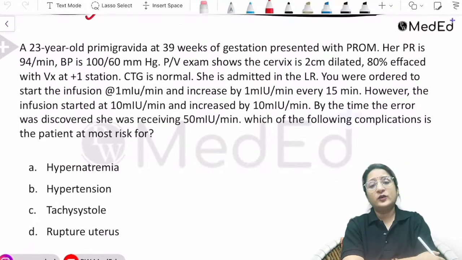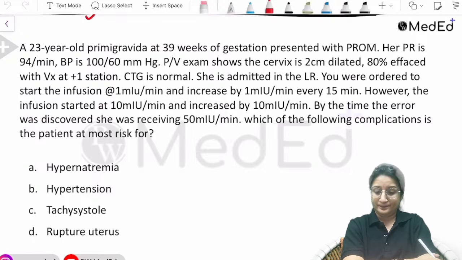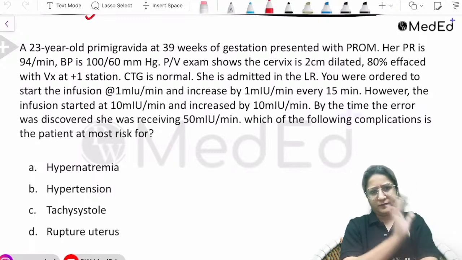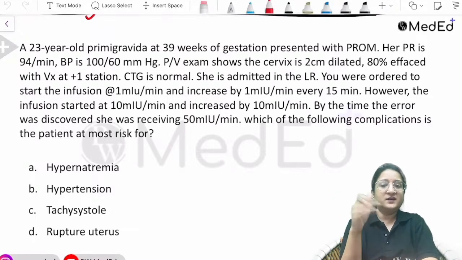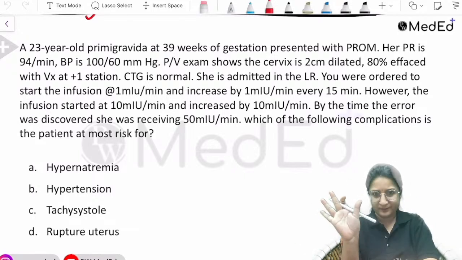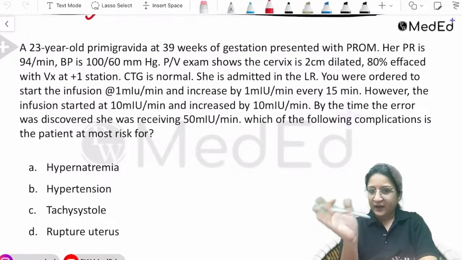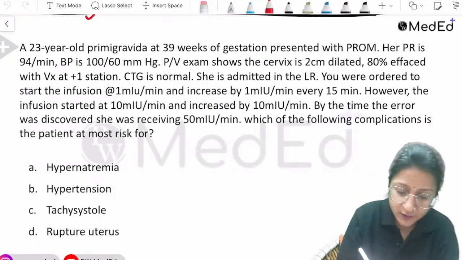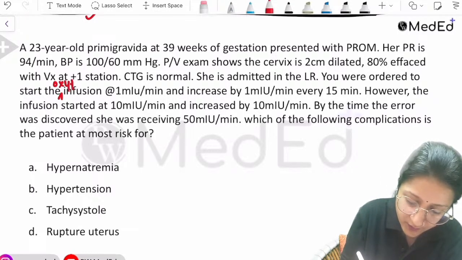A 23-year-old primi at 39 weeks of gestation presented with PROM. Her pulse rate is 94, BP is 100/60, so far fine. PV exam shows cervix is 2 cm, 80% effaced, vertex plus 1, CTG normal, everything fine. Okay, she's admitted. You were ordered to start the oxytocin infusion.